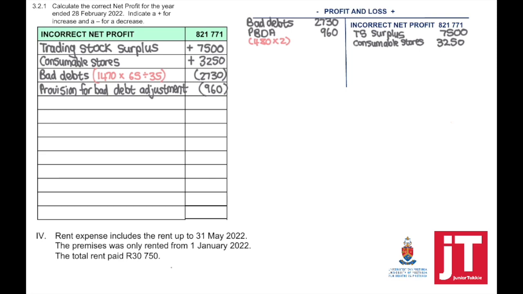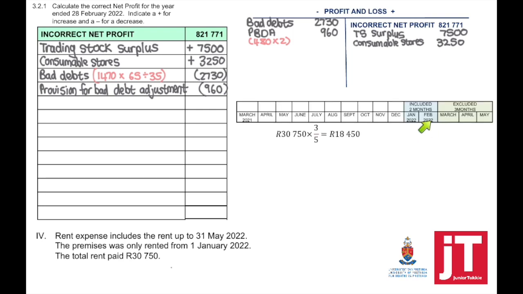Rent expense includes the rent up to 31 May 2022. The premises was only rented from the 1st of January 2022, with total rent paid 30,750. Our accounting period ends 28 February 2022. Very important. The rent includes the rent up to 31 May, so anything outside of that period must be taken out, but the premises was only rented out from the 1st of January.